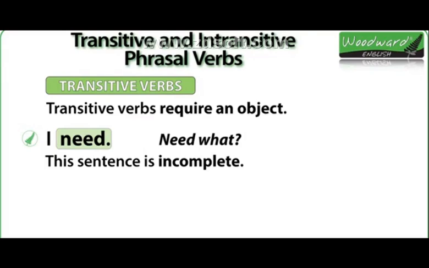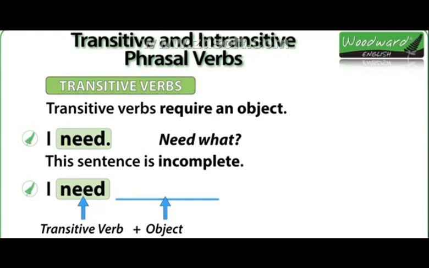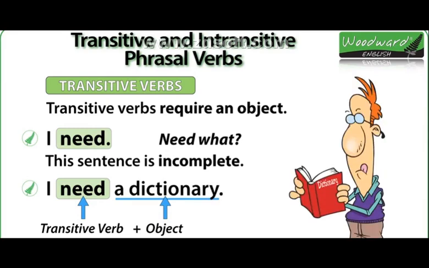بدك تعرفي أكتر. Why is the sentence incomplete? ليه الجملة مش كاملة؟ Because need is a transitive verb. Need is a transitive verb. It needs an object, something after it to complete the sentence. إشي بعد need عشان يكمل لنا المعنى. The object after a transitive verb can be a noun or a pronoun. Okay? Let's add the noun dictionary.